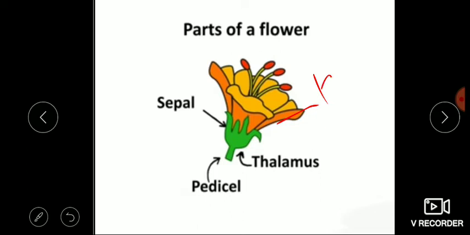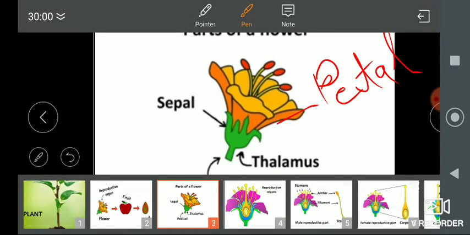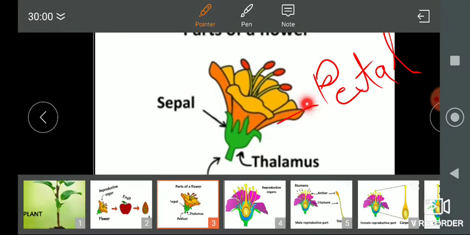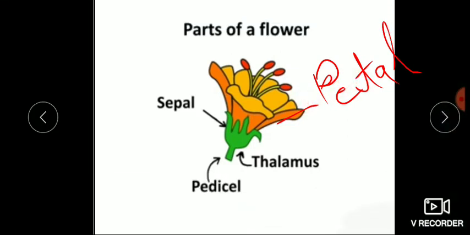And beta, generally you can see here the picture of the flower, brightly colored. Okay, it's brightly colored. They attract insects that help in pollination. It's called the petal. Okay, beta? Clear?